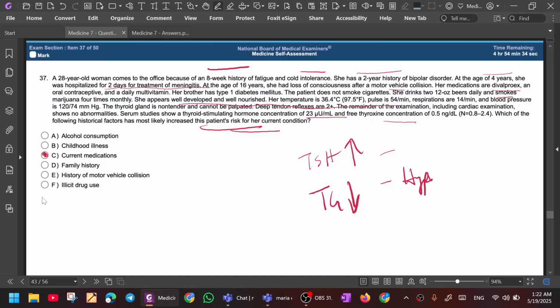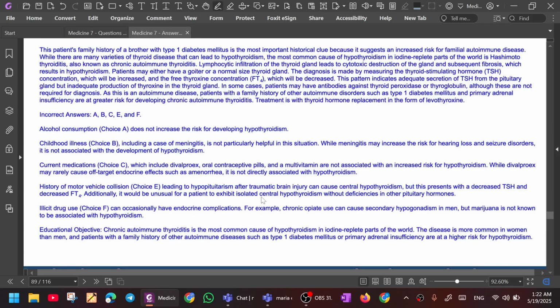This patient's family history of a brother with type 1 diabetes mellitus is the most important historical clue because it suggests an increased risk for familial autoimmune disease.